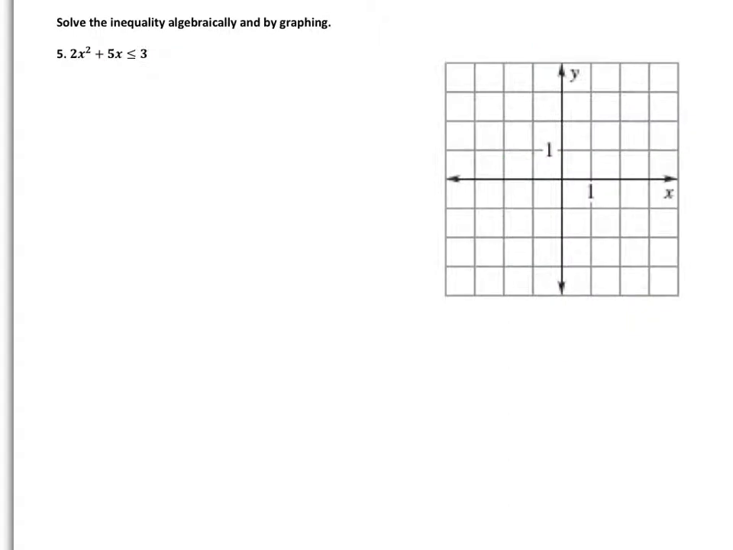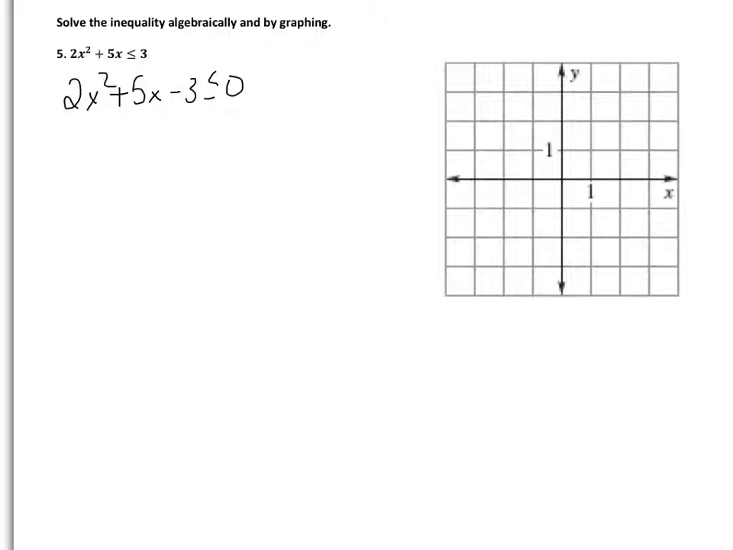Alright, solve the inequality algebraically and by graphing. So let's do it algebraically. We've done graphing for a while, so let's take a step, because we'll do that second. Algebraically means just treat it like the equation. So you've got to get it equal to 0. So you have less than or equal to 0. Now, see how it says less than? We'll talk about that in a minute.